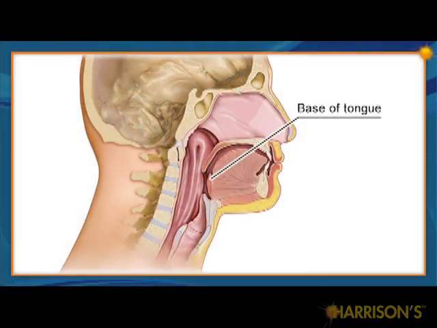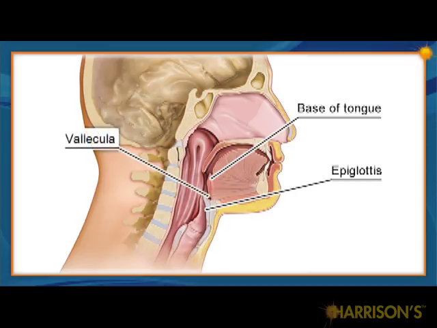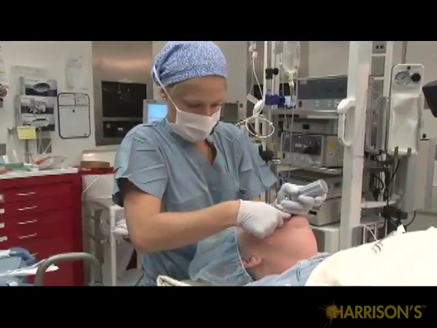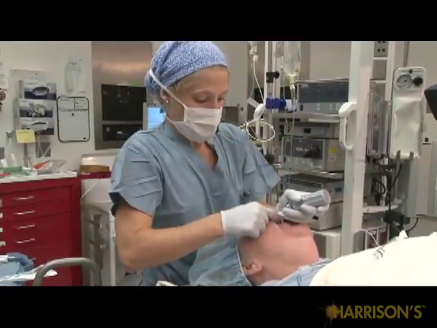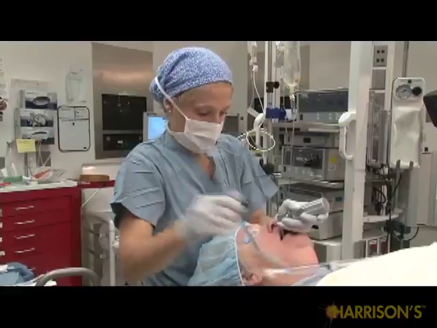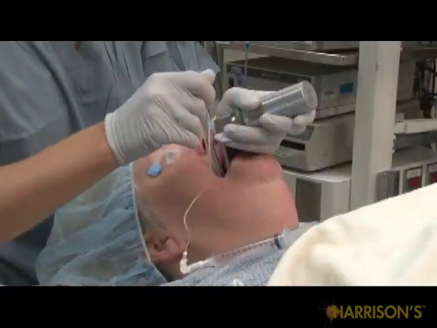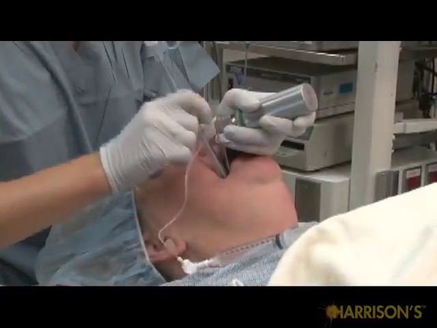When intubating, place the Macintosh blade in the space between the base of the tongue and the epiglottis, called the vallecula. Pull the blade up and forward at an angle perpendicular to the patient's mandible to allow placement of an endotracheal tube under direct visualization of the vocal cords.